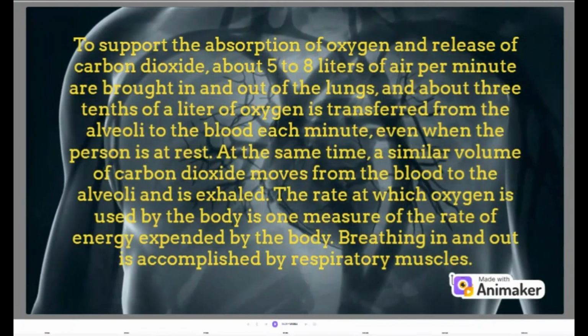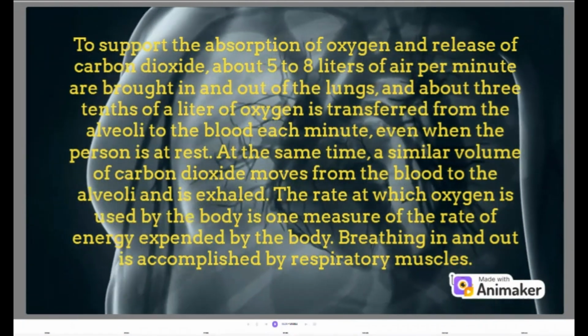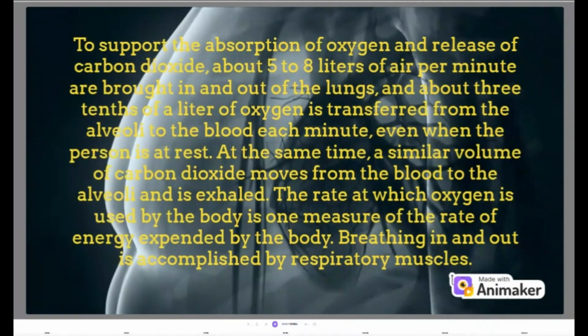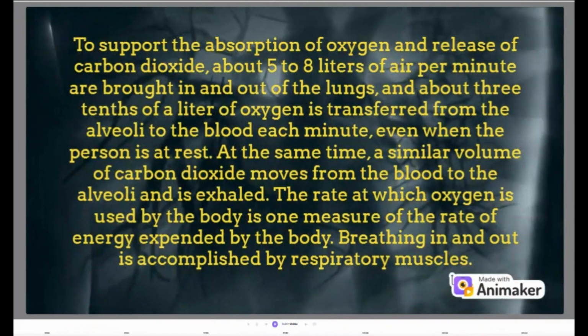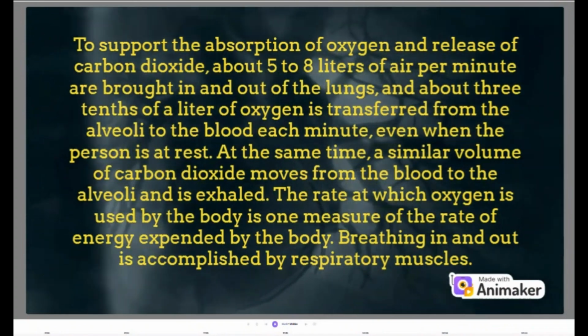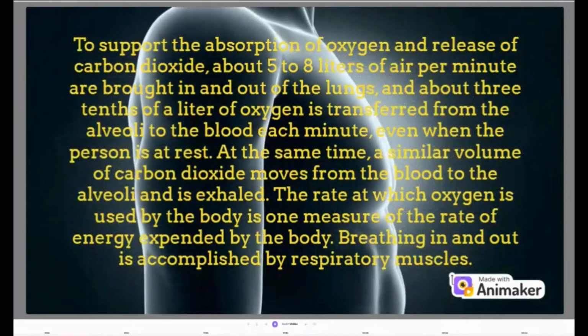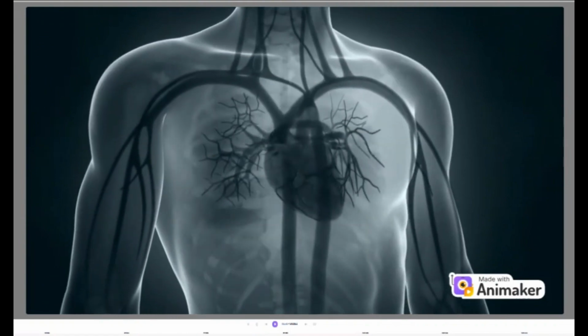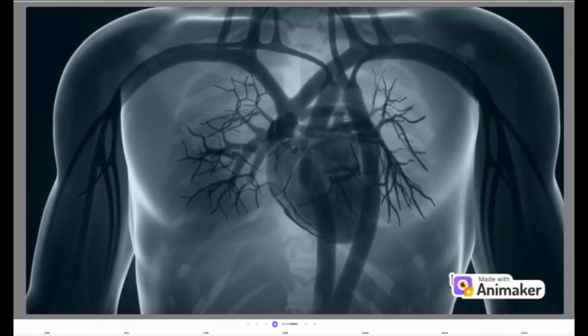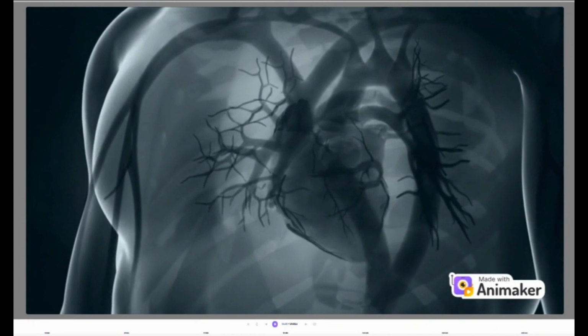minute are brought in and out of the lungs, and about 0.3 of a liter of oxygen is transferred from the alveoli to the blood each minute, even when the person is at rest. At the same time, a similar volume of carbon dioxide moves from the blood to the alveoli and is exhaled. The rate at which oxygen is used by the body is one measure of the rate of energy expended by the body. Breathing in and out is accomplished by respiratory muscles.